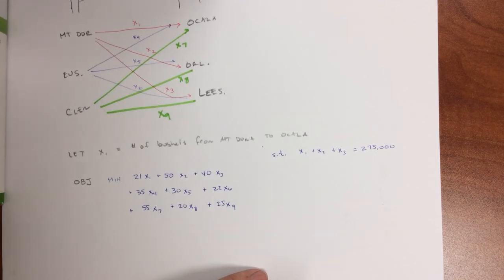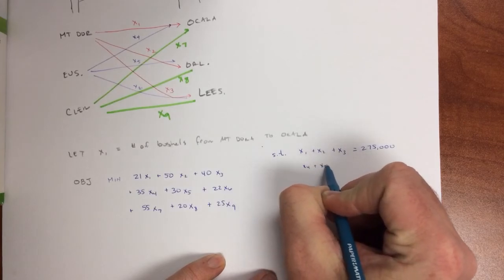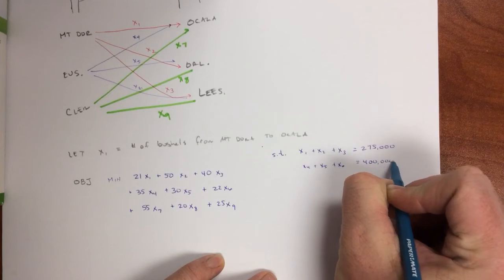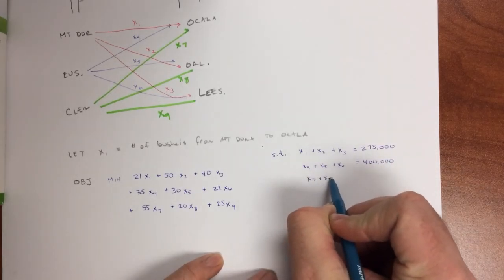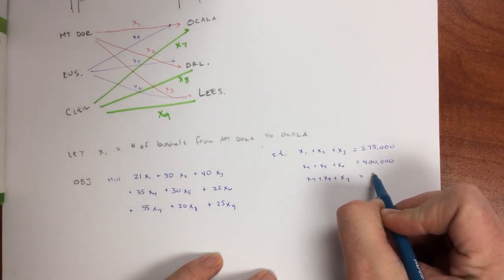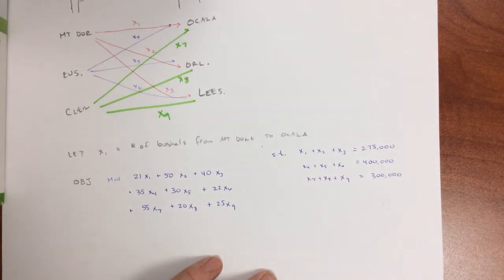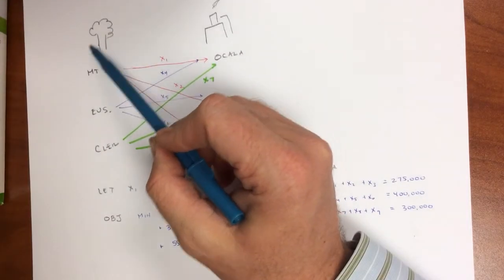Eustis has 400,000 bushels. So X4 plus X5 plus X6 is equal to 400,000. And X7 plus X8 plus X9, all those from Claremont, need to be shipped out, and that's 300,000. So now we've shipped all of our peaches out, so our grove constraint is taken care of.